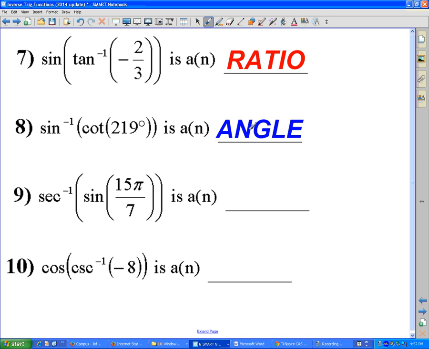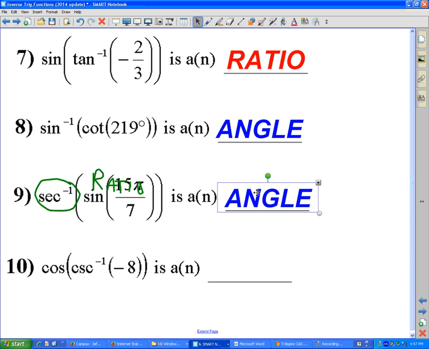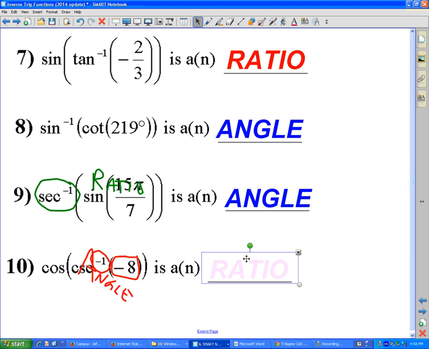For example, this next one, 15 pi over 7 is a radian angle. The sine is going to take that angle and turn the whole thing into a ratio. The inverse secant function is going to take that ratio and generate an angle. And finally, the cosine is going to take an angle and turn it into a ratio. And sure enough, the inverse cosecant of the ratio -8/1 is just an angle. This whole thing inside is an angle. Cosine of an angle is a ratio. So hopefully that helps you understand that process a little bit.